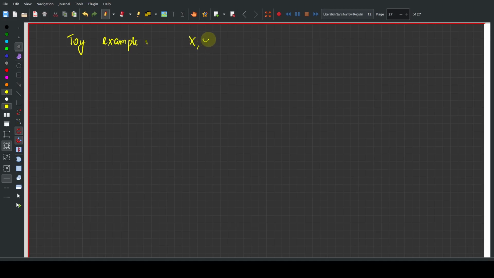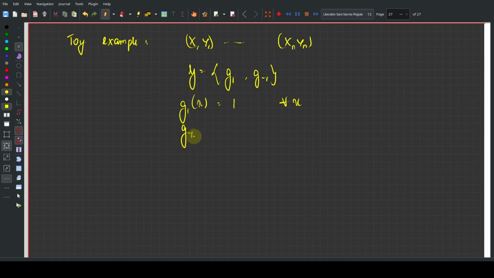we have some x1, y1 up to xn, yn, and let us say that the set of classifiers that we are allowed to choose from is sort of the trivial class. It declares everything as 0 or everything as 1. All right, so it consists of two functions, let me call them g1 and g minus 1. So g1 of x is equal to 1 for all x, and g minus 1 of x equals minus 1 for all x. Okay, it's not a particularly useful classifier, but just to illustrate the point, let us look at these two functions. Okay, and let's try to analyze the empirical risk.